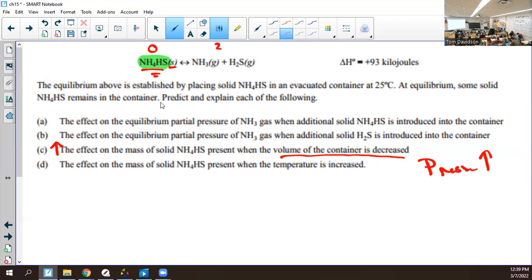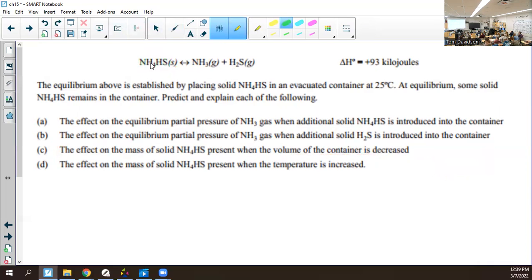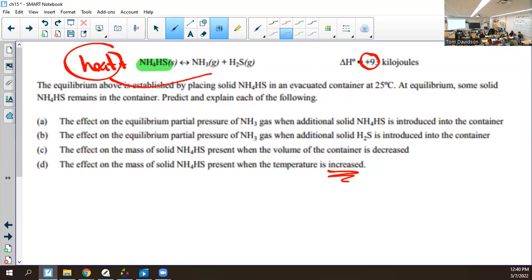Okay, now it's still NH4HS. I don't know the name of it. What does it say? Nope. It'd be ammonium hydrogen sulfide or something like that. It's a weird one. If the temperature is increased, so this is a positive. So where's the heat term? It's on the left. Okay, so if I increase, I go away from the heat term, which means this would go down. Oh, speaking of going down, that's the end of class.